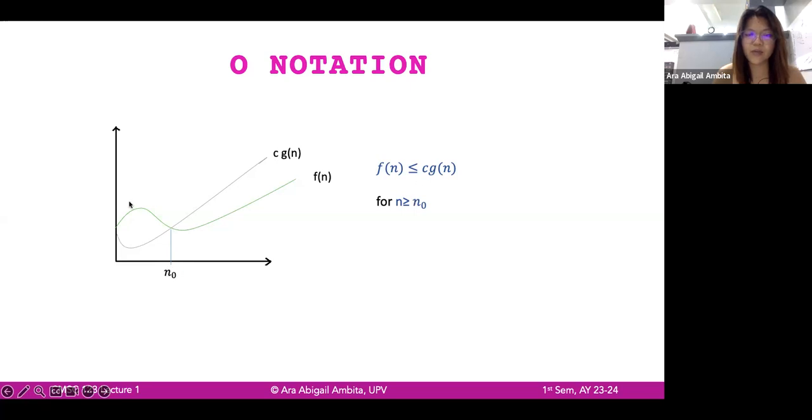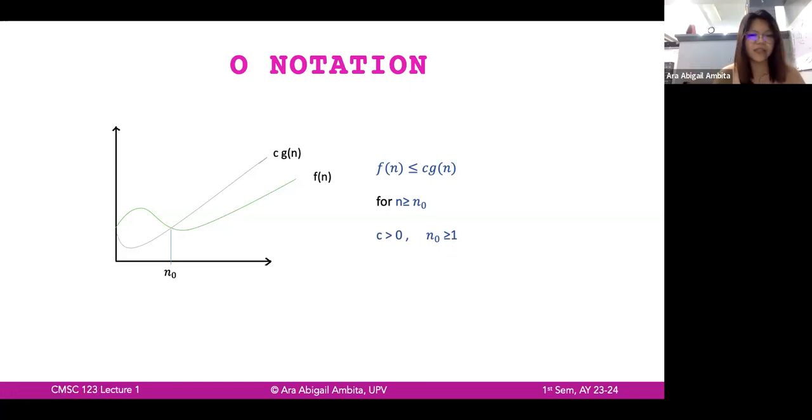So why is this the case? In this area, or in these input sizes, it is possible that your f of n could grow larger than cg of n, but after some value n naught, or after some input size n naught, the f of n will always be less than or equal to some cg of n. Wherein the constant c is greater than 0 and n naught is greater than or equal to 1.